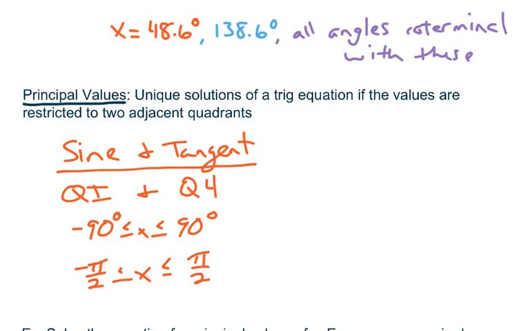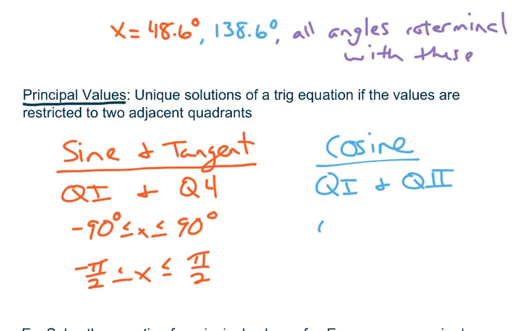Okay, so when we're talking principal values and we're using sine or tangent, we're staying in quadrant 1 and quadrant 4. With cosine, cosine uses a little bit different one. Cosine uses quadrant 1, and it also uses quadrant 2. Okay, so that would be 0 less than or equal to x less than or equal to 180 degrees, or in terms of pi, 0 less than or equal to x less than or equal to pi radians. Okay, so sine and tangent are the same, cosine is a little bit different.